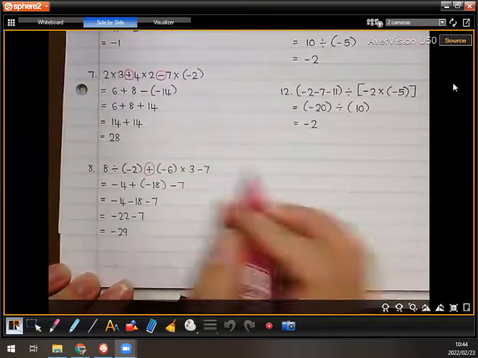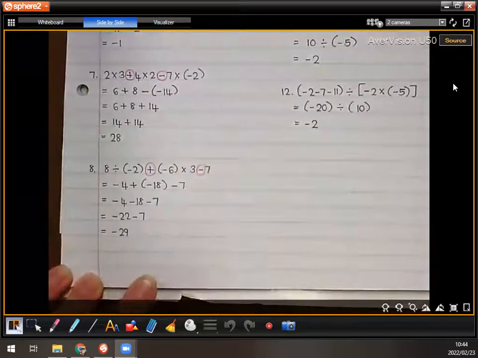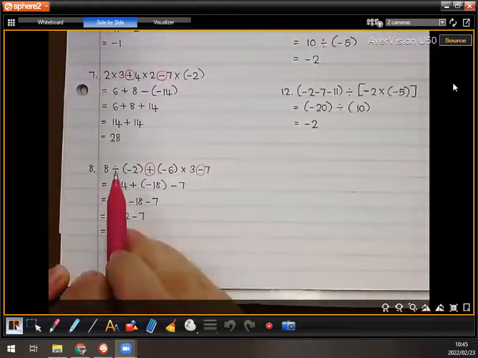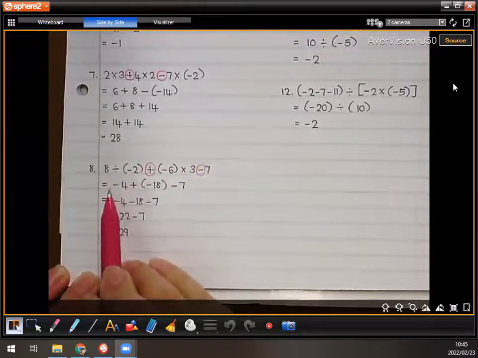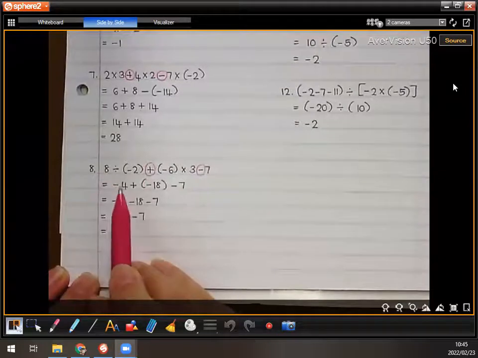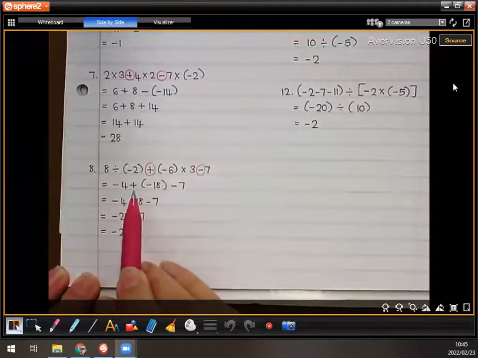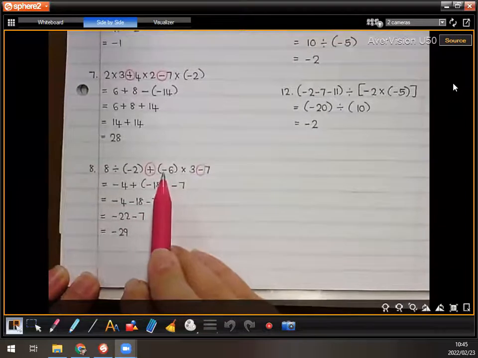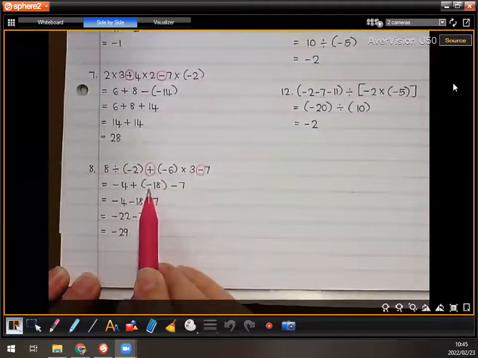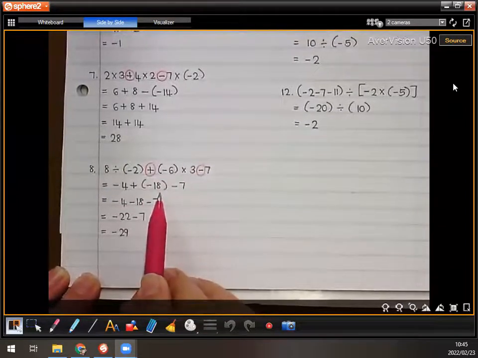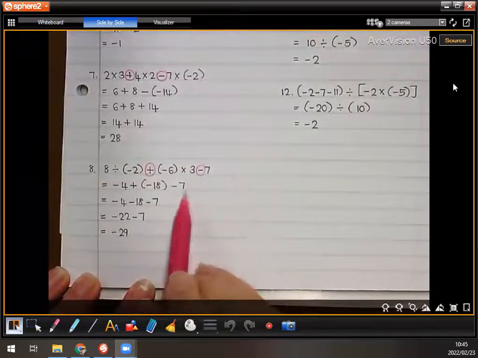There we have a plus. There we have a minus. Positive divided by negative is a negative. 8 divided by 2 is 4. There we have that same plus. Negative times a positive is a negative, and 6 times 3 is 18. There we have that minus, and then it's just the same.